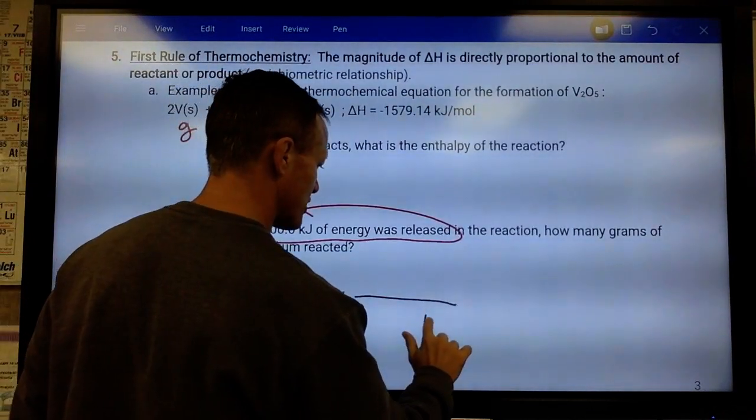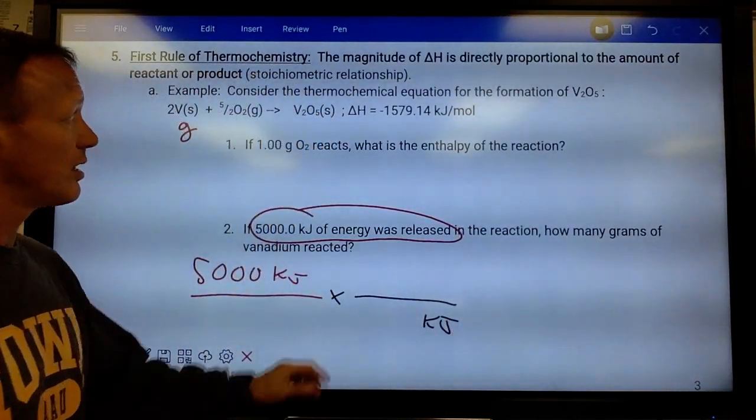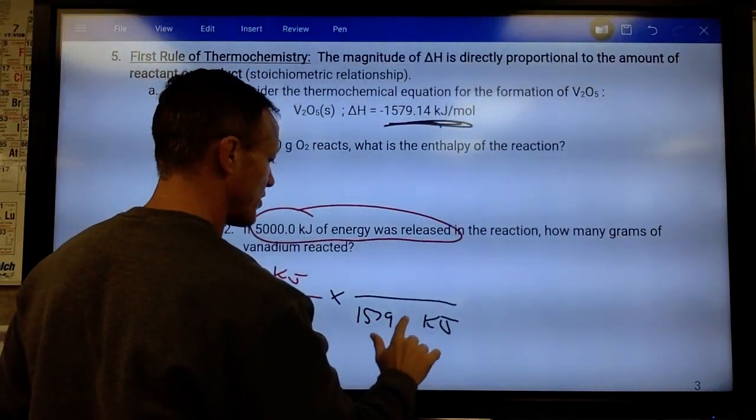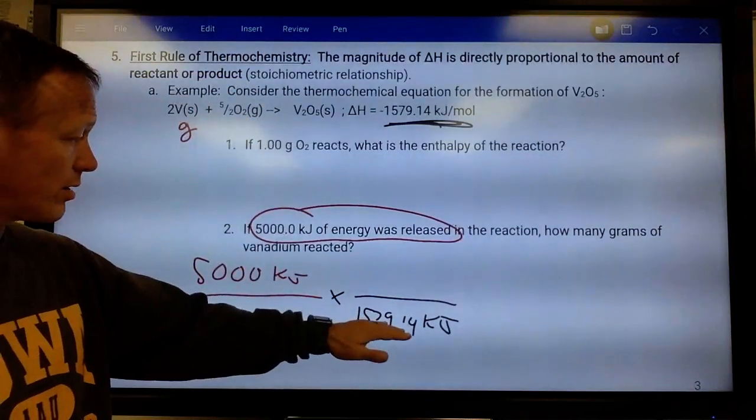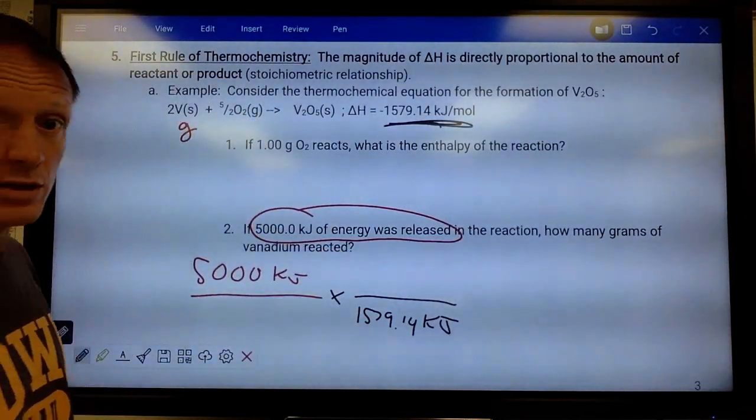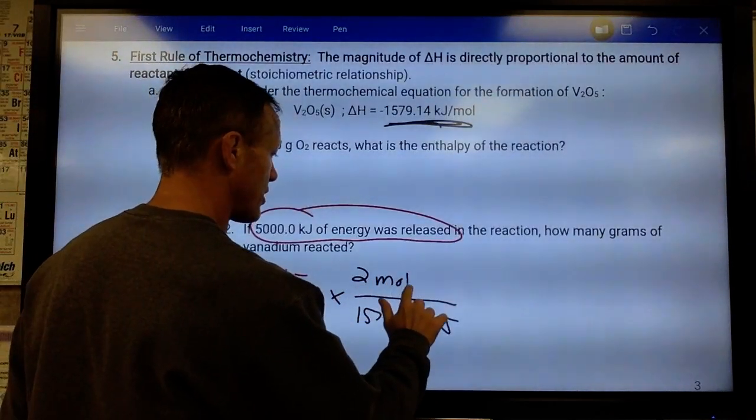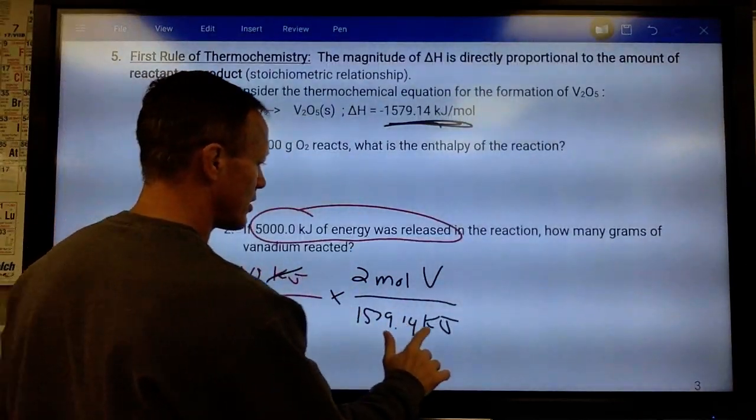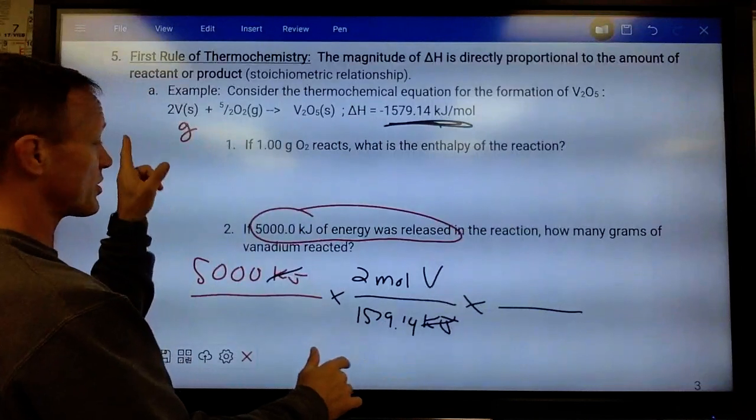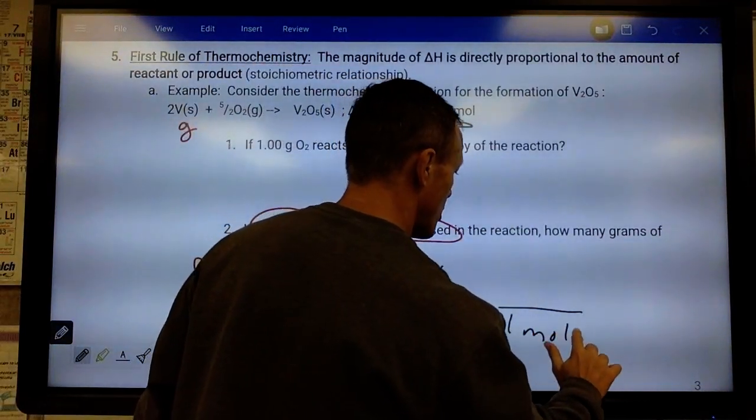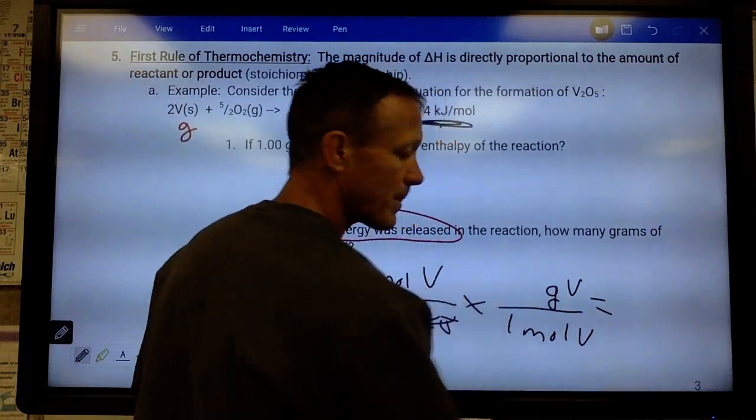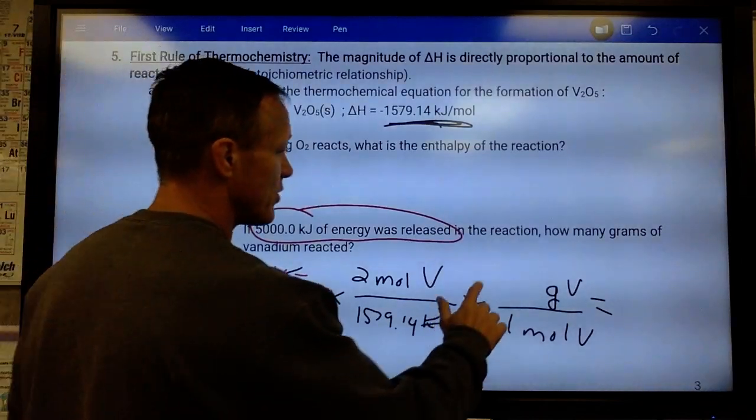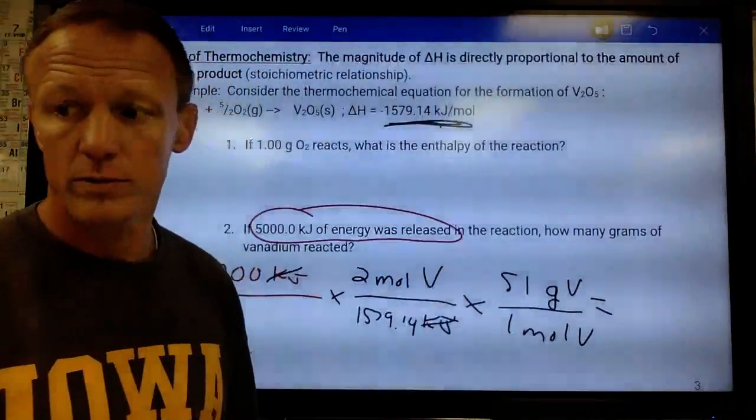So I know kilojoules needs to come down here, since that is kilojoules. I'm going to say that there's 1579.14 kilojoules released for every 2 moles of vanadium that are reacted. So get used to using this ratio in your stoichiometry. Not too hard to do, but there we go. We can stop there if it's asking for moles. It wants to know grams. So we can say that every mole of vanadium is whatever the grams are on the periodic table. Vanadium is 51 grams per mole.